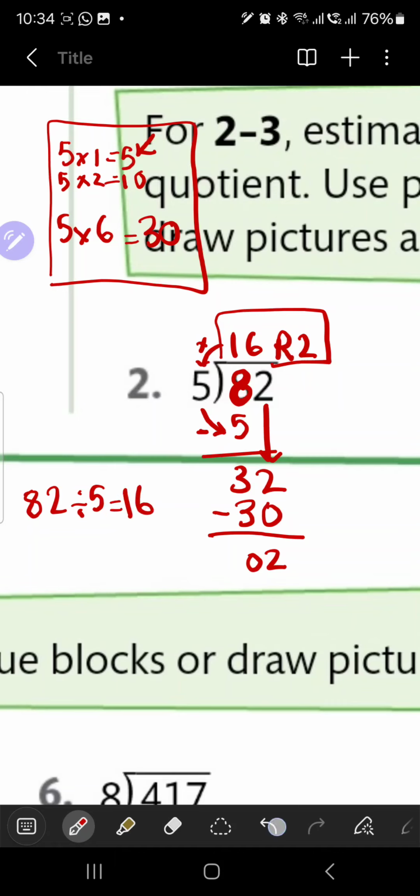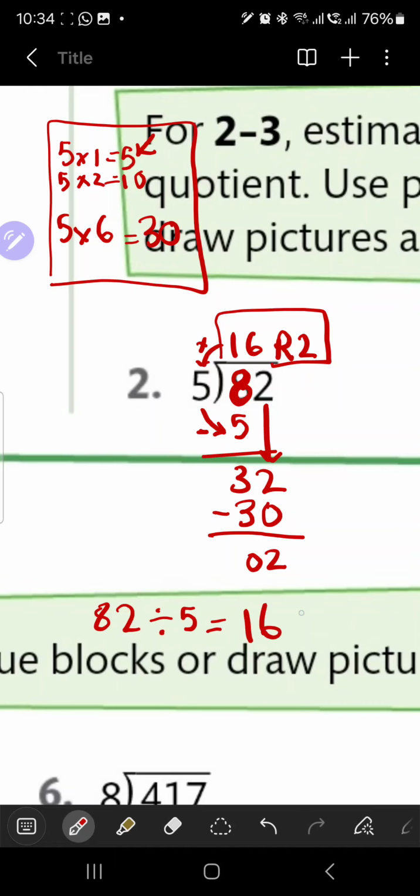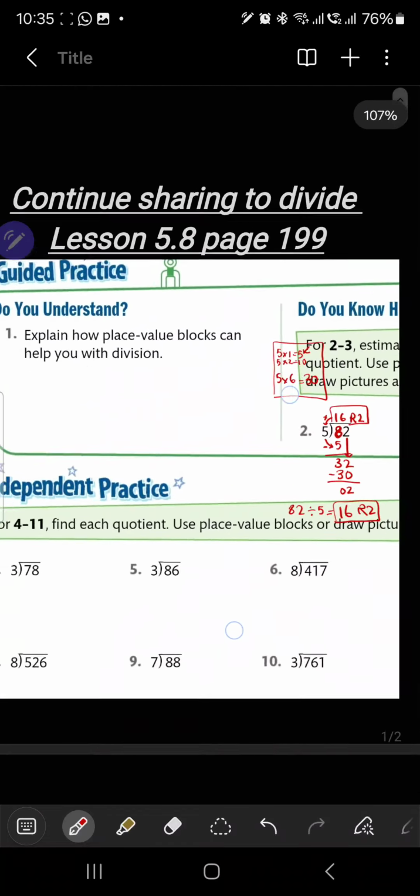Let me write it down better. 82 divided by 5 equal 16 remainder 2. That is the answer of this division, which is called the quotient. Okay, the quotient is the answer of that division. Let's see one more example.